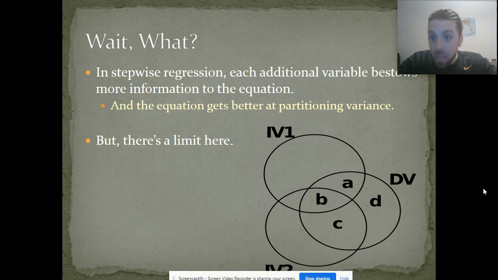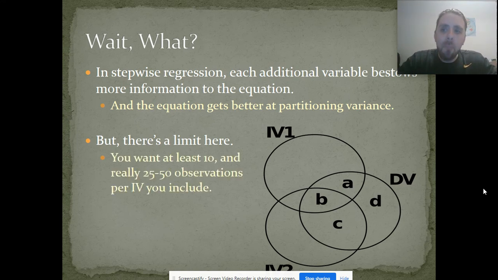Okay? There is a limit here, though, and it's an important limit. At a minimum, you want to have at least 10 extra observations, but really somewhere between 25 to 50 is all I would feel comfortable with. For me, I like to have no less than 50 observations per X that I include. So if I have a bivariate regression equation, I want 50. If I have 2 X's, I want 100. 3, I want 150. 4, I want 200.